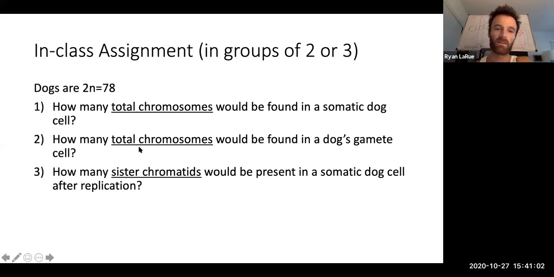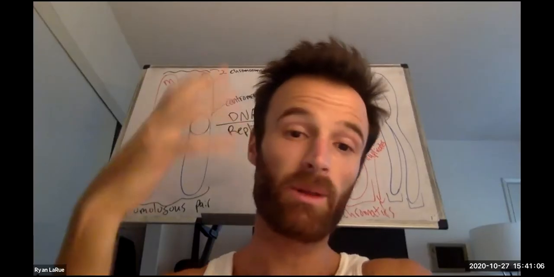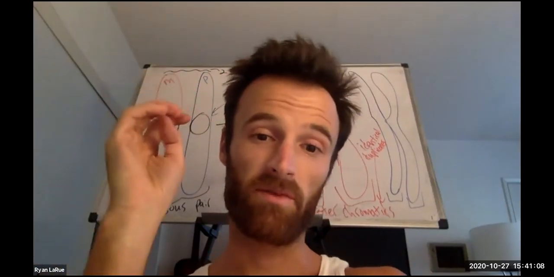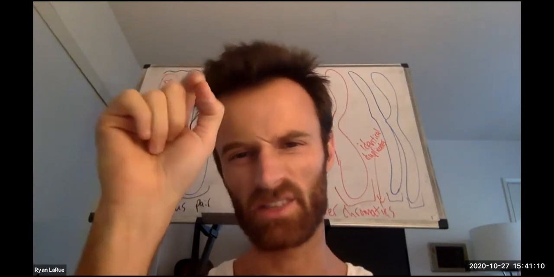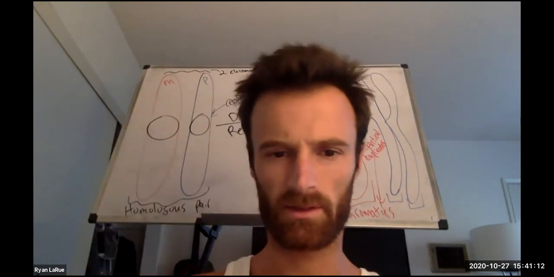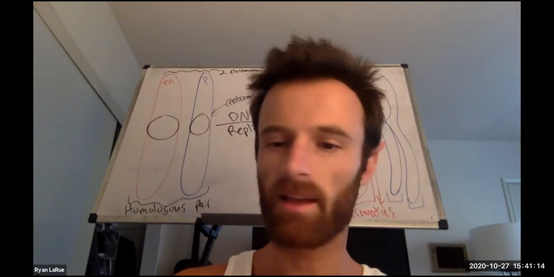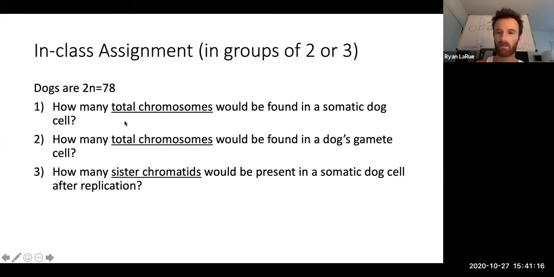So let me first tell you that human beings have a diploid number of 46, and we have a total of 46 chromosomes. Correct, 78. So somatic dog cells are diploid. This is the total chromosome number. All this 2n means is that there's 2 sets for a total of 78 total chromosomes, okay?